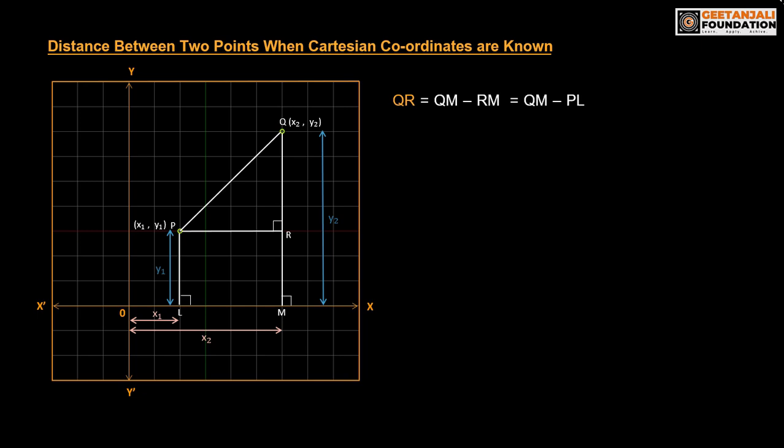QM is y2 and PL is y1. So length of QR would be y2 minus y1. For PR, PR is equals to LM. LM we can find by taking OM minus OL, which is equals to x2 minus x1. So length of PR is x2 minus x1. We know values of PR and QR.